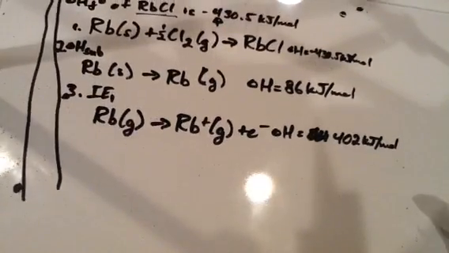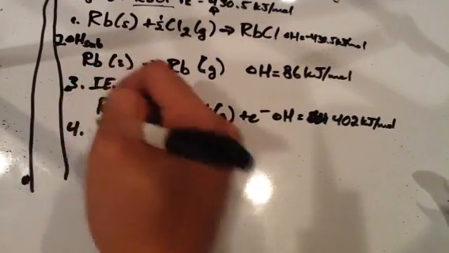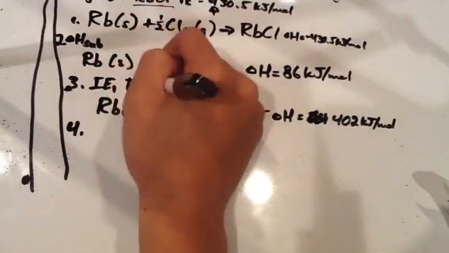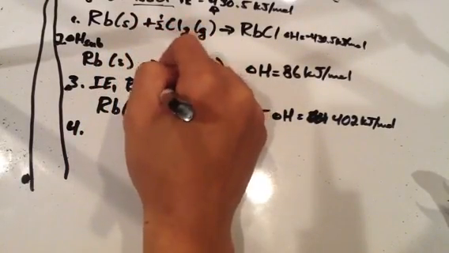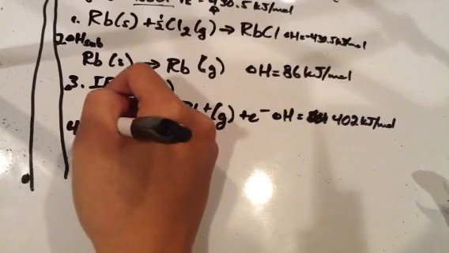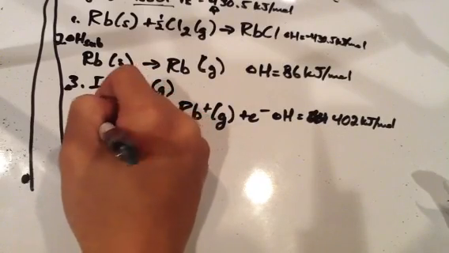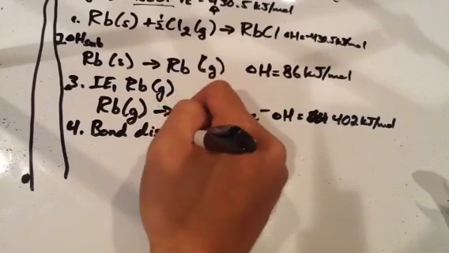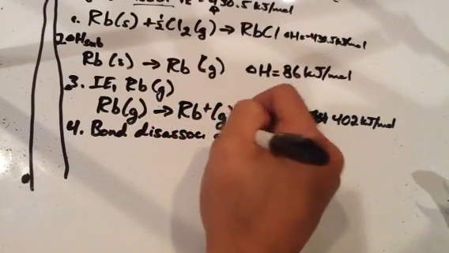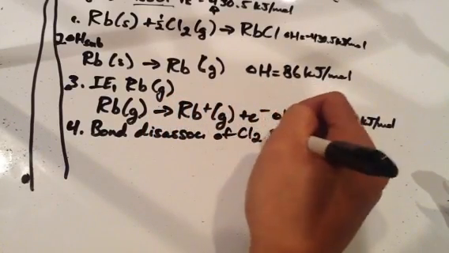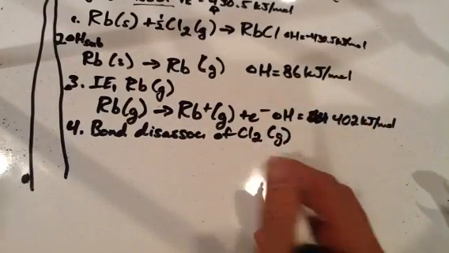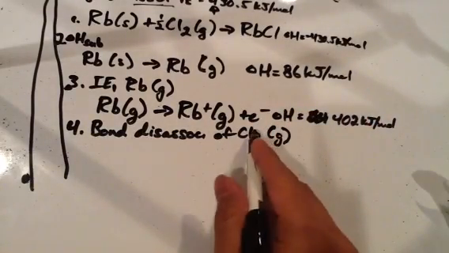The fourth piece of information, don't worry, we only have this in the next one, and I should write down rubidium here, just so you guys know. The fourth piece of information we're given is bond dissociation of Cl2 gas. So what do we mean by bond dissociation? Well, we mean we're breaking down the bonds.